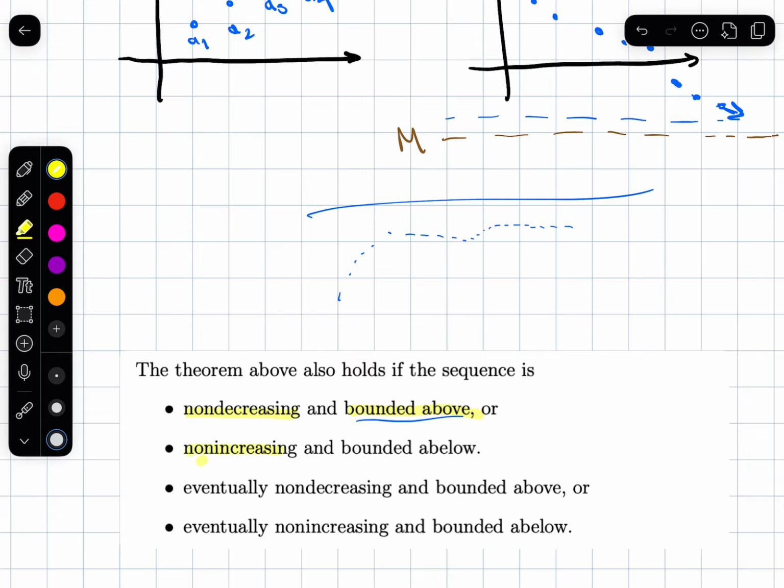Same as if you have a non-increasing and bounded below sequence, or eventually non-decreasing bounded above, or eventually non-increasing bounded below. The eventually portion is a little bit more difficult to grasp, but the idea is that when you're talking about convergence of sequences, you don't really care about what happens early in the sequence, for the first terms. You care about what happens at infinity. So if it eventually becomes non-increasing, or non-decreasing, or increasing, or decreasing, as long as it's matched with the correct bound, then you know for sure that it will converge by this theorem as well.